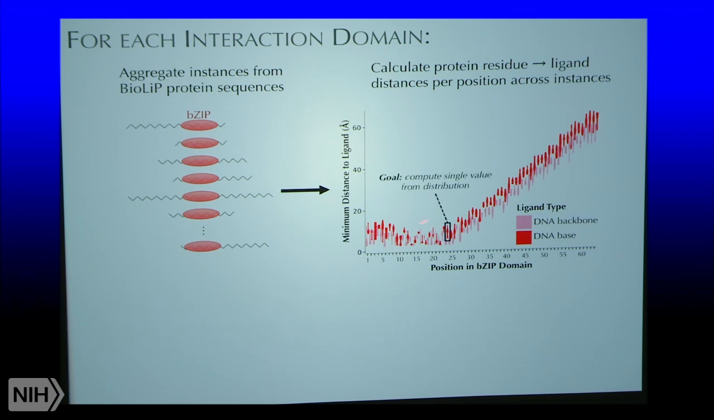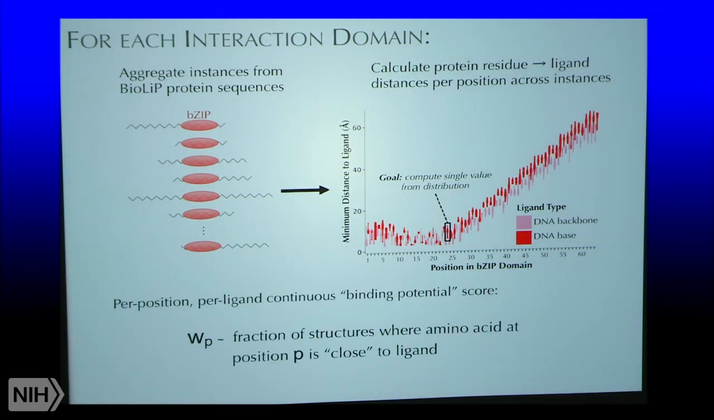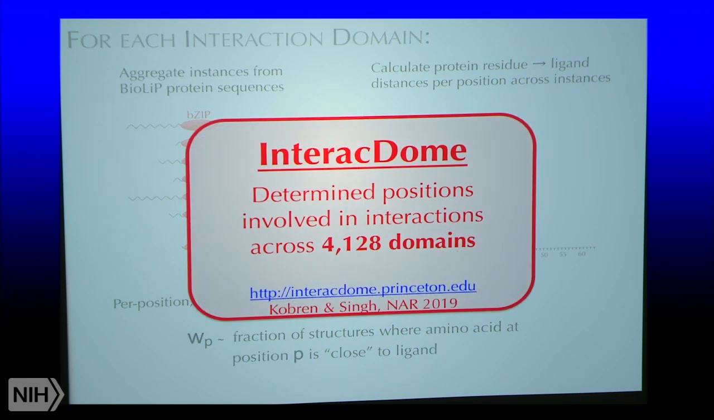What we wanted to do, though, was to go from one of these box plots to computing a single value from this distribution that tells us some propensity of how likely a position within the domain is to interact with the ligand. We used just a simple measure here; we tried more complicated things as well. We compute a per domain position, per ligand continuous binding potential score, where this number is just the fraction of structures where the amino acid at a particular position is close to a ligand, with some distance cutoff. We did this at large scale, and we determined the positions involved in interactions across more than 4,000 domains. We call this resource InteracDome.